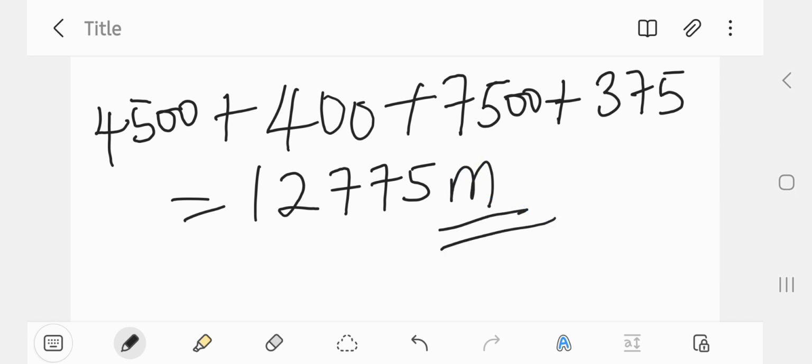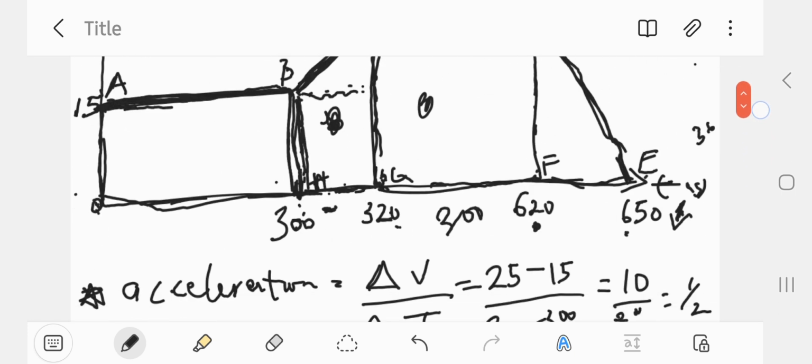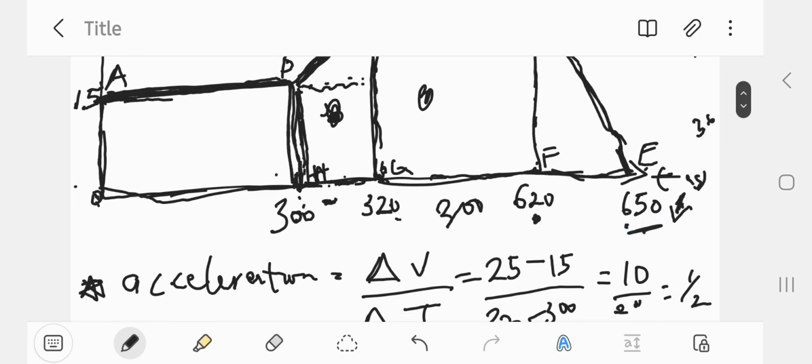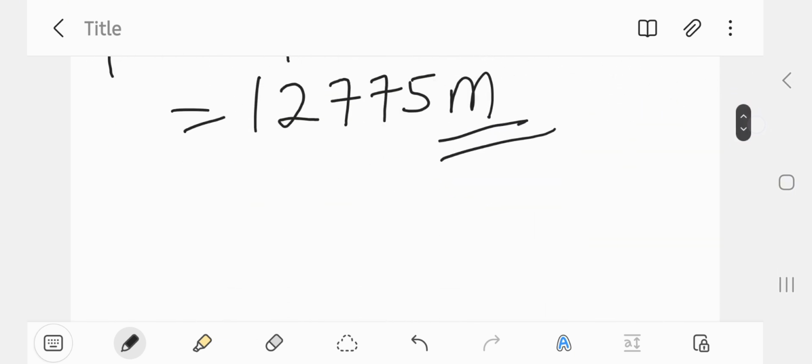So the third and the last question said we should find the average speed over the time described. Now remember that the time described is the total time it took for the whole journey to happen. And that is just equal to 650 seconds. So let's go and find the answer to the third question.